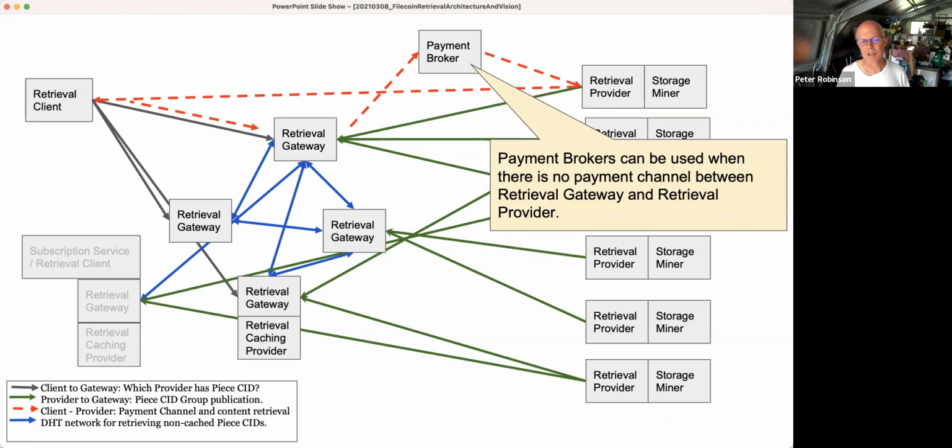So the thought is that you could have a payment broker, and the payment broker could pay and have payment channels with everyone. And you could choose to use that payment broker. Another possibility is using a retrieval gateway as a payment broker as well.